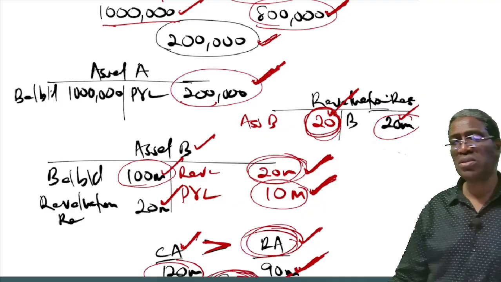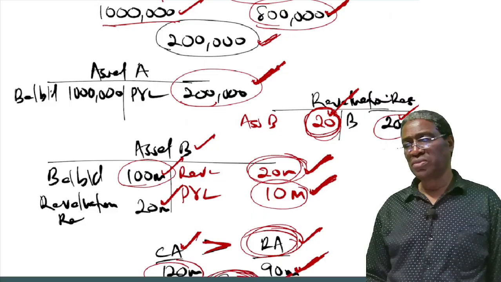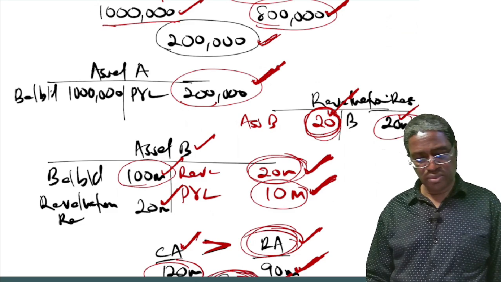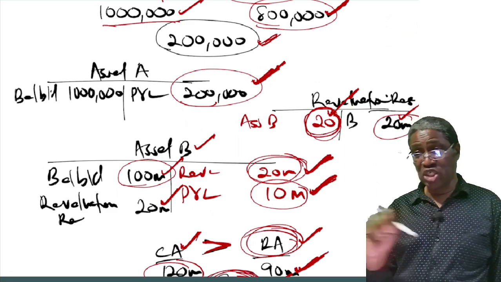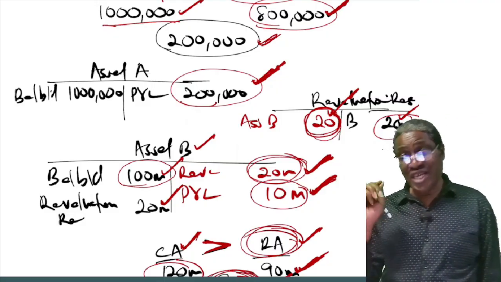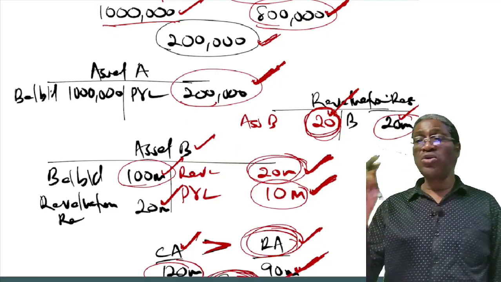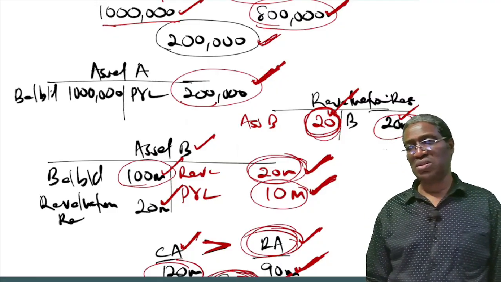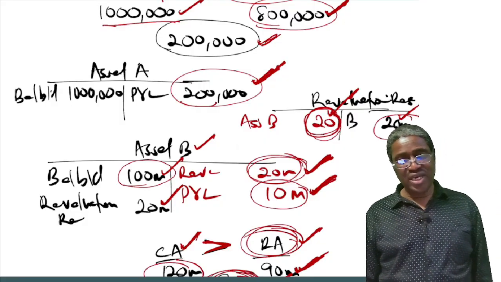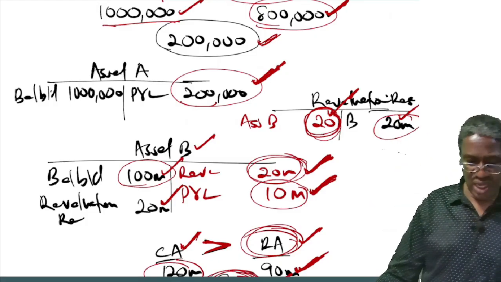Number one, any cash inflow. Underline cash inflow. Any cash inflow that is generated from the continuous use of the asset.